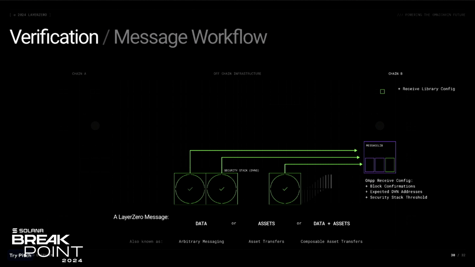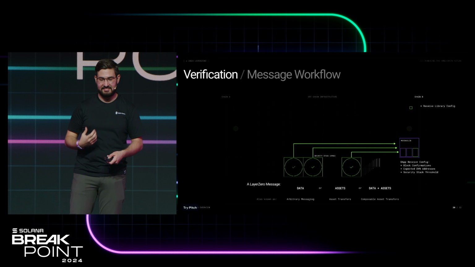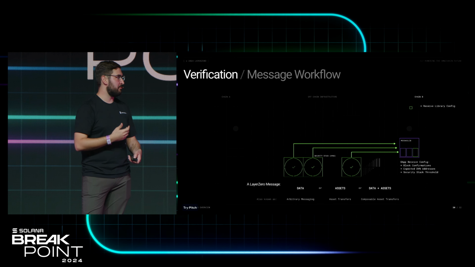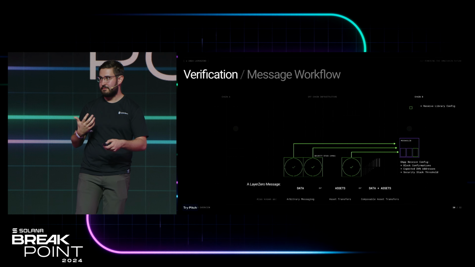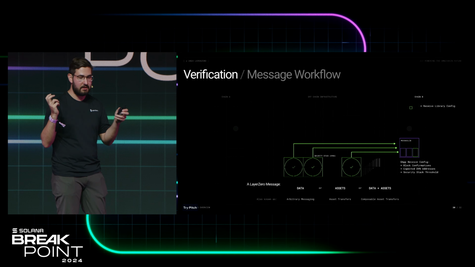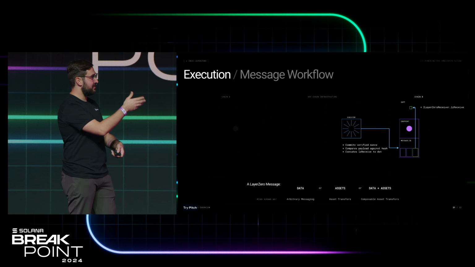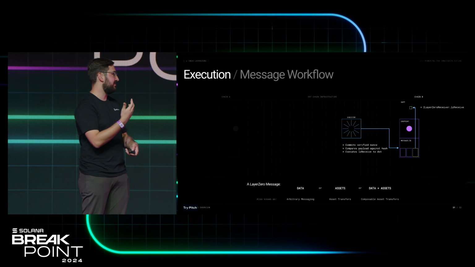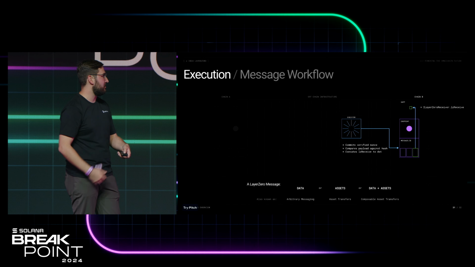From there, those decentralized verifier networks will validate on the destination chain and compare against the receive library config that you, the app developer, have set, which specifies the finality that you expect them to wait, the number of DVNs to provide the signature, and the threshold for verification for a message to be considered verified. From there, an executor, whether it's one that we run or a permissionless one that you interact with yourself, can deliver the message automatically through.